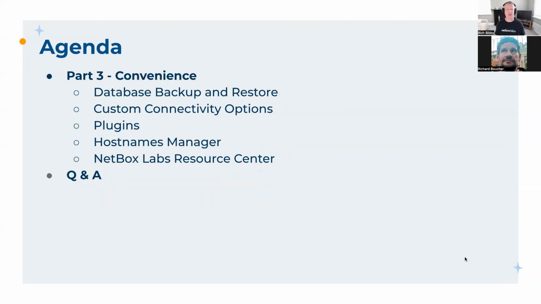Then in part 3, we'll move on to what we're classing as convenience features. So things like database backups and restore, and I'll demo how to do that as well. Then we'll have a look at some custom connectivity options, because sometimes the standard delivery method for the NetBox Cloud platform over the internet isn't enough, and people need more than that. So we've got a few options that we've put together. You could probably consider them as design patterns that are available should they be required if you have custom connectivity options. So we'll run through those.